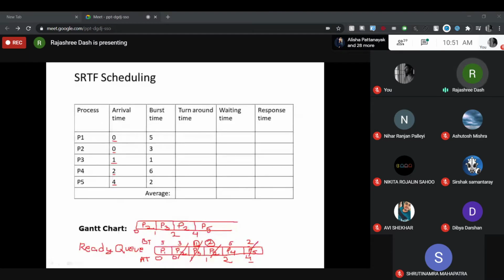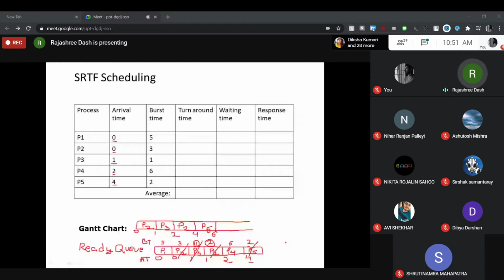Now, are there any other processes arriving? No. So P5 will simply continue up to what will be the finish time for P5? Six. It starts at 4 and has burst time 2, so it will continue up to 6. So by time 6, P2 has completed, P3 has completed, and P5 has completed.